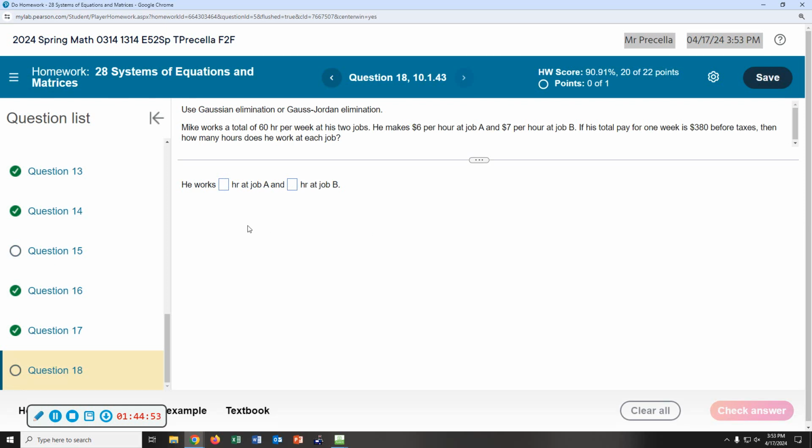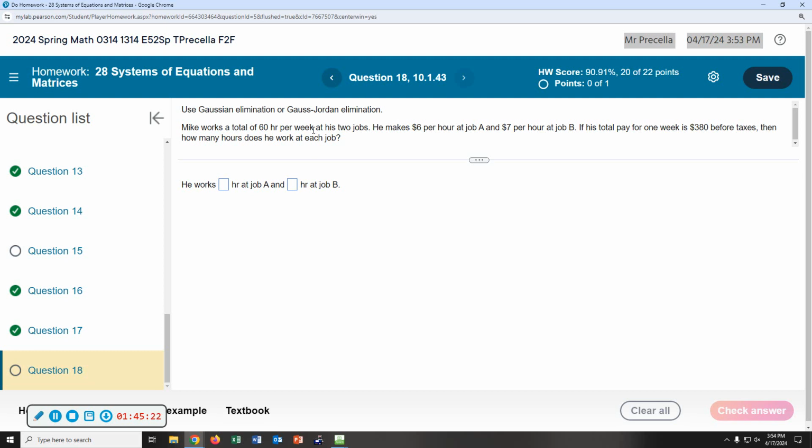Oh wow, they say use Gaussian elimination. Ignore that. That's the process of getting ones down the diagonal and zeros elsewhere. We're not doing that, okay? We're using Cramer's rule, so just ignore those instructions. Use Cramer's rule or elimination or substitution. I think in the future I'm going to put a hint in.